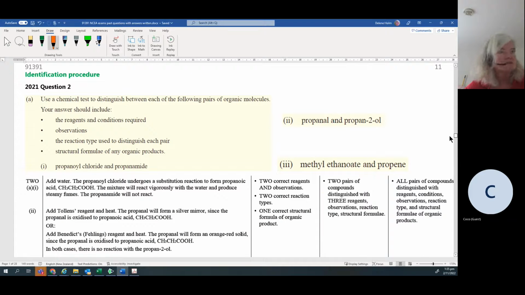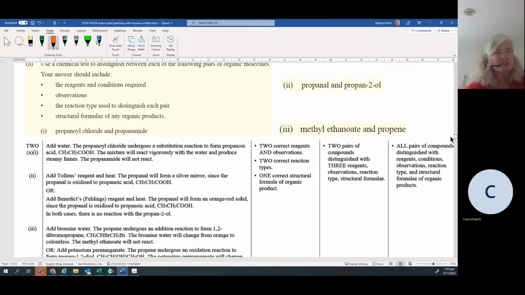Okay, and here's the identification procedure again. I must have muddled this up, so I will clear this up again when I send out my email with a recording.